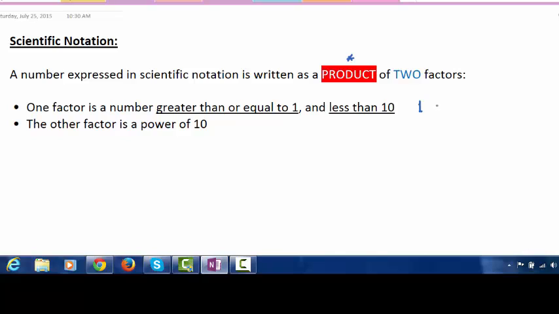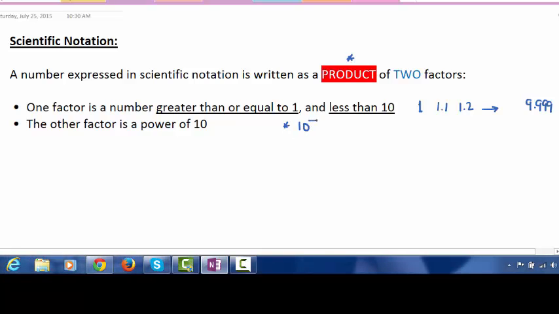After that I can say 1.1, 1.2, till I reach not 10, maybe 9.999, because it's saying less. So this is my range, from 1 or greater till less than 10. 10 is not acceptable. That means I need a number from this range as a first factor. The second factor is the power of 10. So something multiplied, because we said product, by 10 exponent anything here.